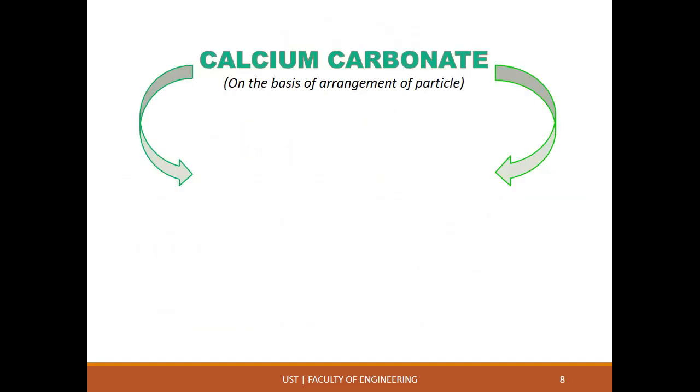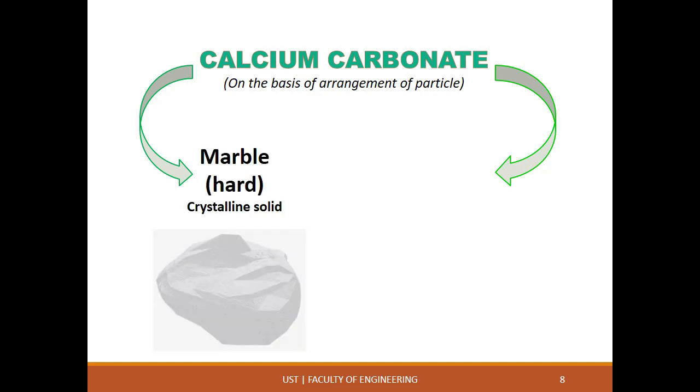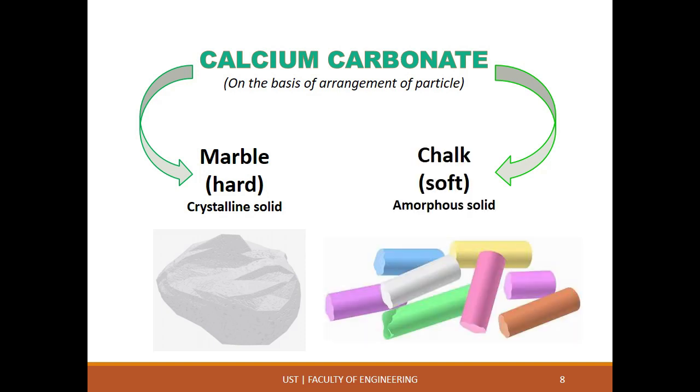Calcium carbonate, a solid, has two forms based on the arrangement of particles: crystalline calcium carbonate and amorphous calcium carbonate. An example of calcium carbonate in crystalline form is marble, and it is known to be hard in nature, which is the result of its regular and long-range order arrangement of its particles. Whereas the amorphous form of calcium carbonate, like chalk, is soft in nature. That is due to the irregular and random arrangement of its particles.